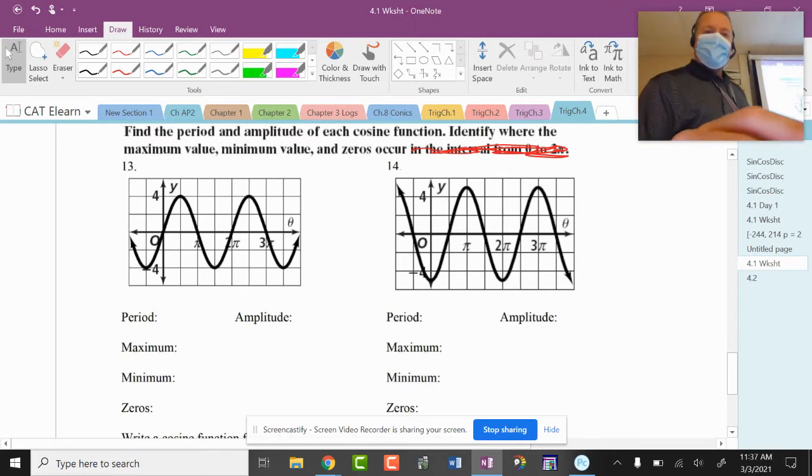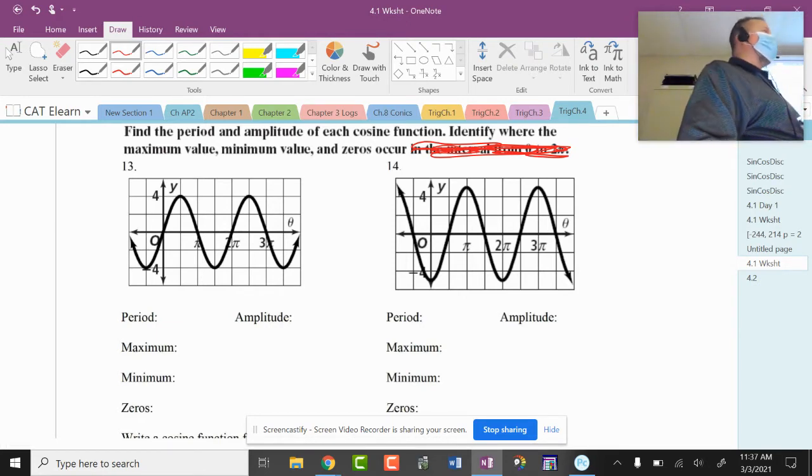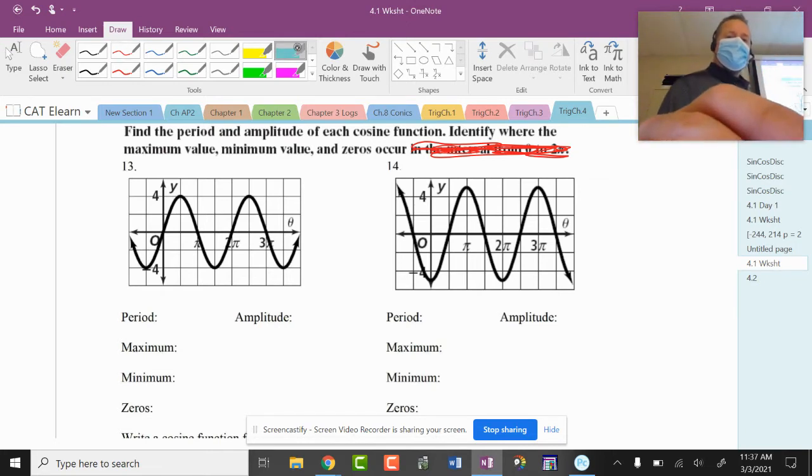Ignore that we want it from 0 to 2 pi. We want where all of these occur, all maximums, all minimums, and all zeros, because I'm going to show you something that will definitely translate to what we'll do in chapter 6, which is a long ways away, but I don't care. So yet again, everybody, let's pick a better color.